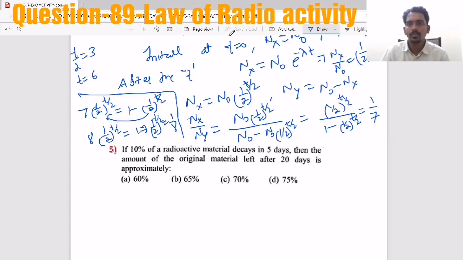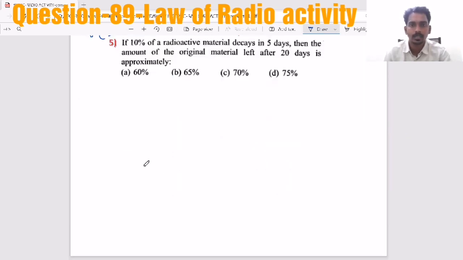So that way you need to understand. Here the calculation became a little bit lengthy and tough, but sometimes they can give such kinds of questions. As I said, logarithms can be applied, powers and all, so you have to take care of the calculation. Now the next one, the last and final question. If 10% of a radioactive material decays in 5 days, then the amount of the original material left after 20 days is.